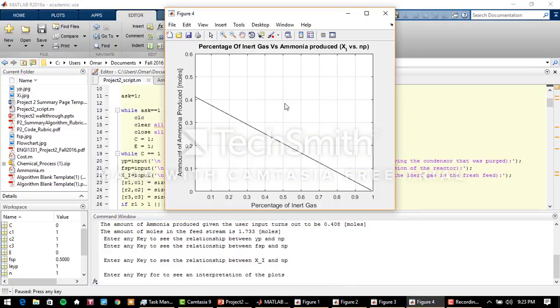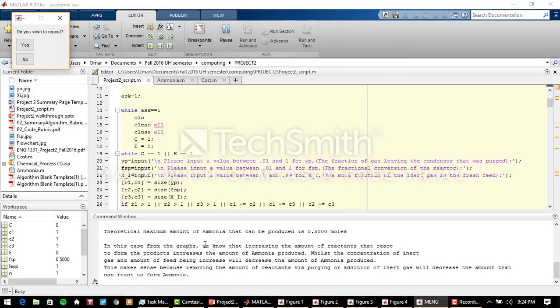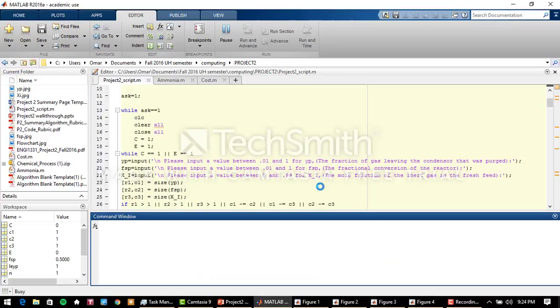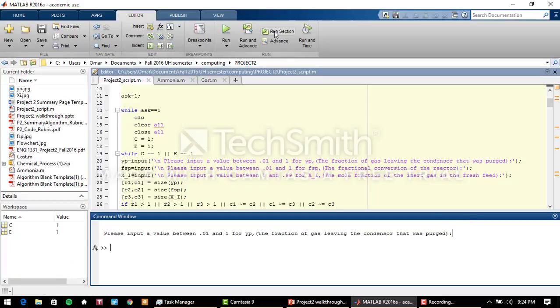And finally, for task three, we can see the interpretation of the graph and the optimization of it. And finally, we have the option to repeat. If you want to repeat it, you're free to do so. It just does the same part. Now I'm going to cancel this real quick just to show you the limit or the potential of our code.